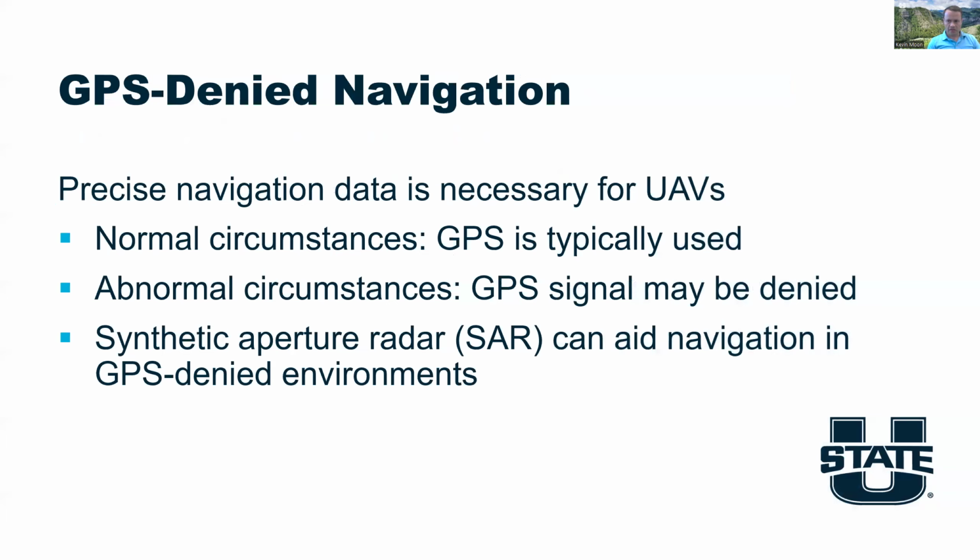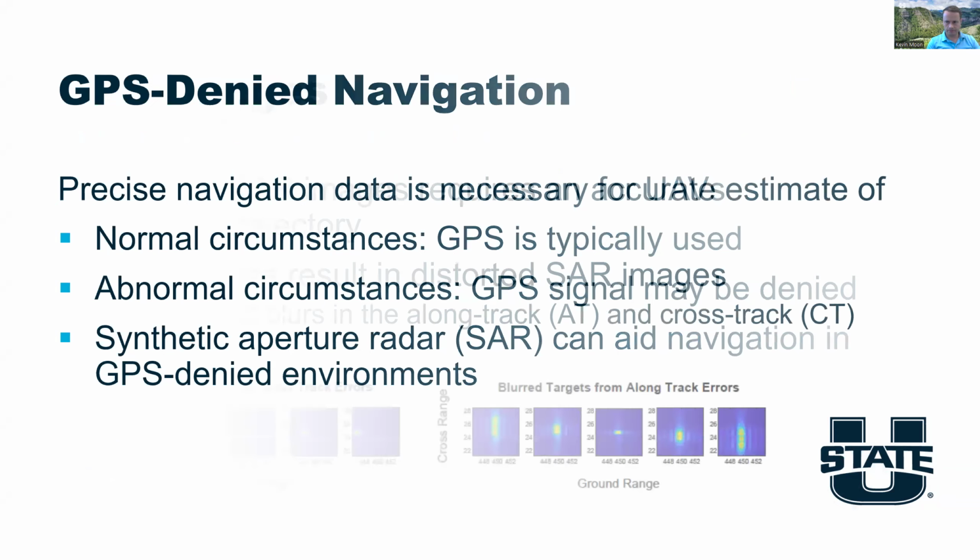For many UAV applications, we need to know where the UAVs are and where they're going, which is typically obtained using GPS. However, there are some scenarios where the GPS signal may be denied. Our work shows that SAR can aid with this.